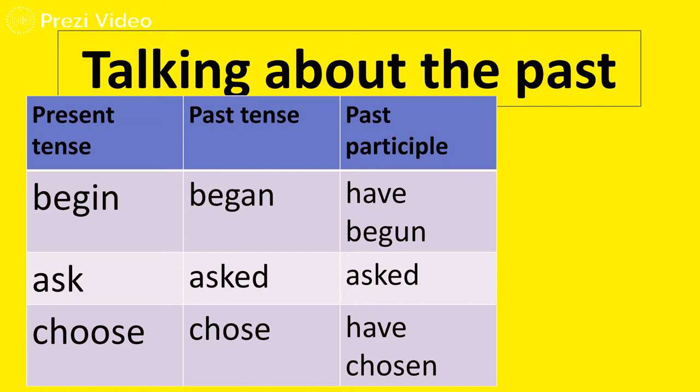In the present tense, the verb begin is being used when you're starting something. But if you've already started it, it's in the past. You began. I began it yesterday. If you're using this as a past participle, then you need a little bit of help from that auxiliary verb have. Have you done the washing yet? Oh, I've already begun, or I have begun it.